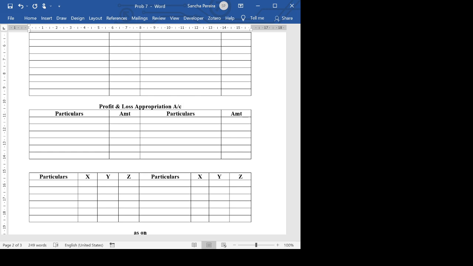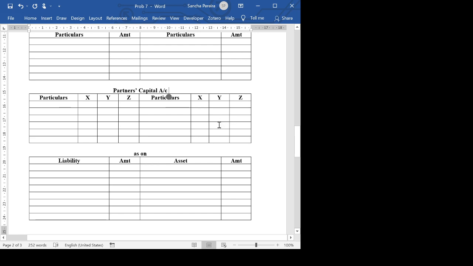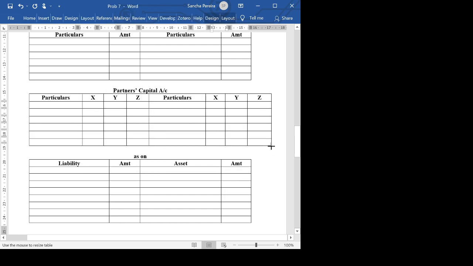We have the partners capital account here. Since there are no current accounts, it is the partners capital account. And here we have three partners, X, Y, and Z. I'll just increase the size of this.